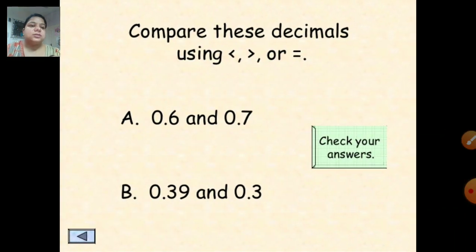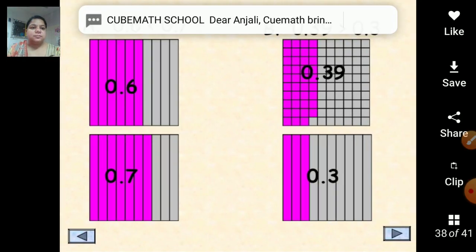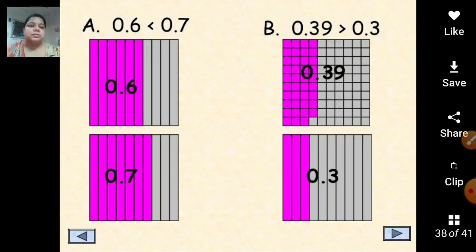Now you can tell whether 0.6 or 0.7 is greater, and in part B, 0.39 or 0.3. Just see here, I have shaded 0.6 and 0.7. So obviously 0.6 is less than 0.7. Then I have shaded 0.39 and 0.3. Again you can check, in both numbers 3 tenths are there, right? But in the first number there are 9 hundredths more. So 0.39 is bigger than 0.3.